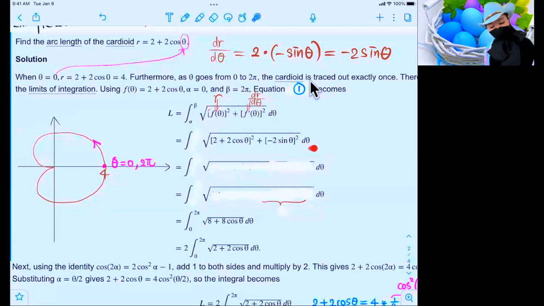Okay, theta here go from what to what? 0 to 2 pi. Yes, you got it. 0 to 2 pi. Okay. This one here, you put it right here.